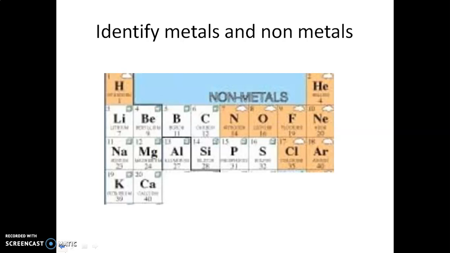Now, moving on to the third slide. Here, you have to identify the metals and the non-metals. It's a kind of continuation of what we've done before. You are already very clear about the differences between the metals and the non-metals. But here we are just going to talk about how to identify these metals or non-metals in a table that we call the periodic table.